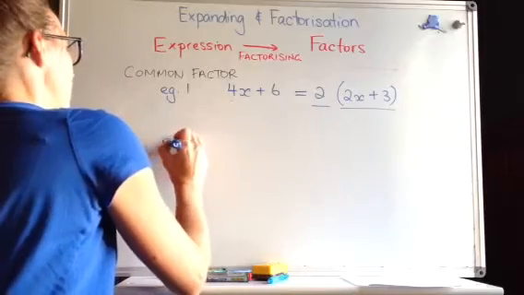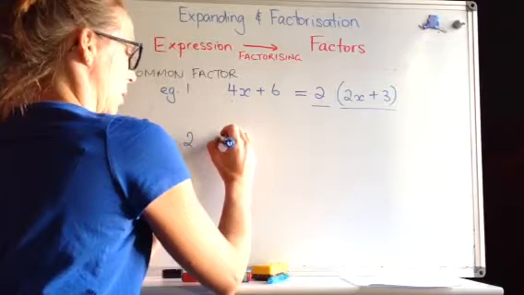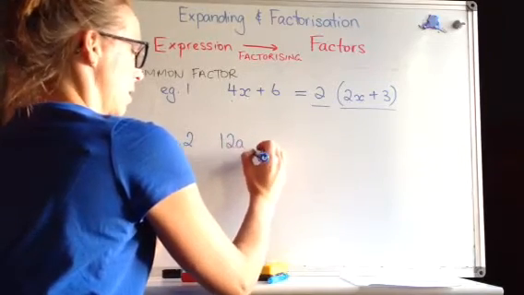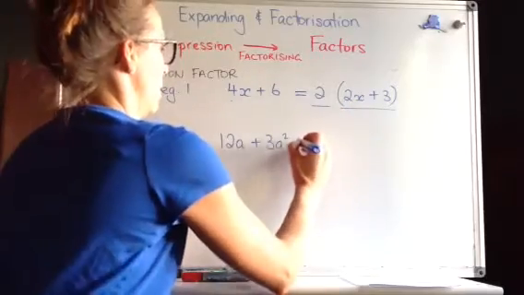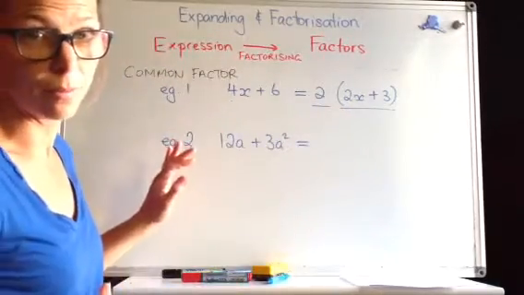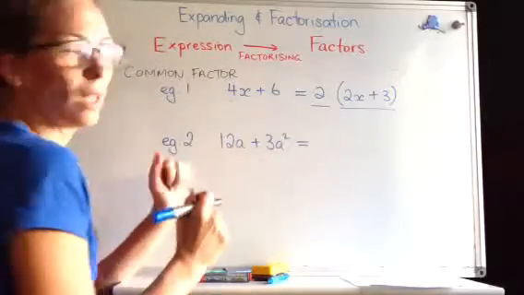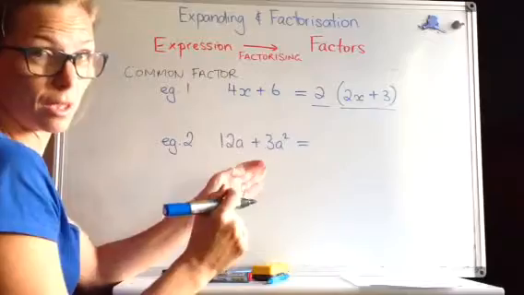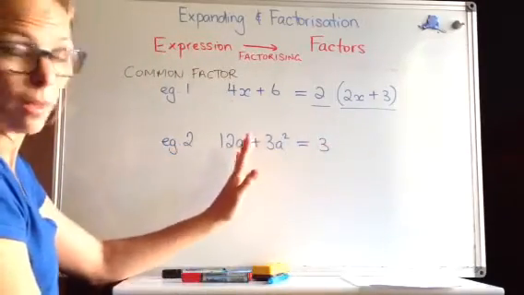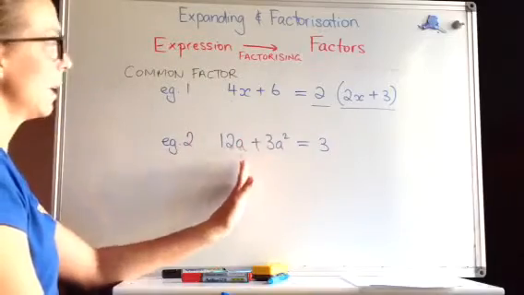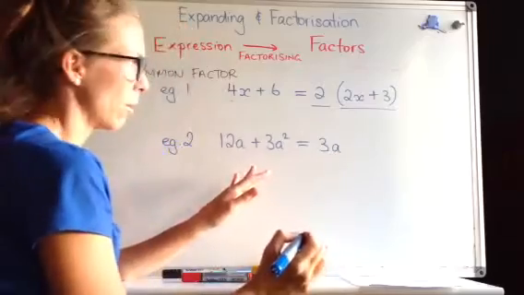A second example is this one. 12a plus 3a squared. Now, common factors can be numbers, and they can also be variables or pronumerals. So when I look at these 2 terms, I notice that 3 goes into both 3 and 12, so I'll start with that. And then I look at the a's, and a goes into a, and a goes into a squared. So a is a common factor of both of those.